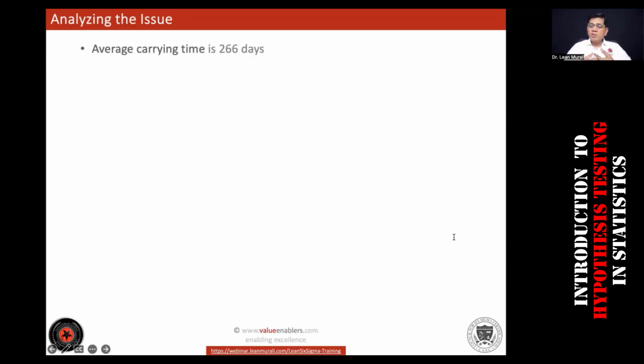Everybody cannot carry the same average. It will be plus or minus. But how much is that plus or minus is the question. How much is the plus or minus that you will give? 10%, 20%? How much is that plus or minus you will give for carrying the baby?